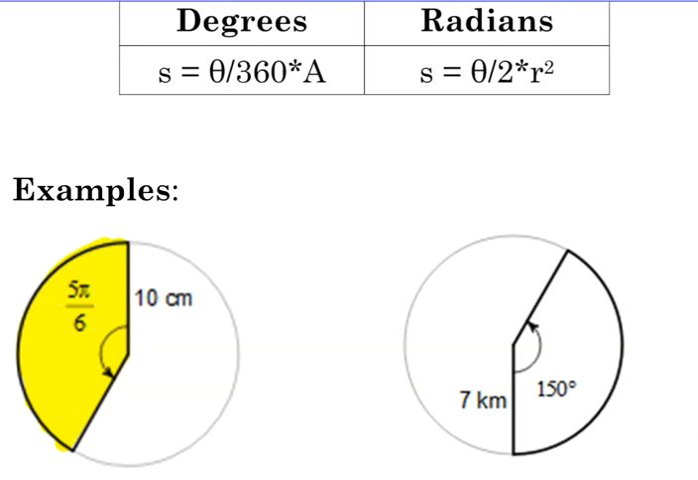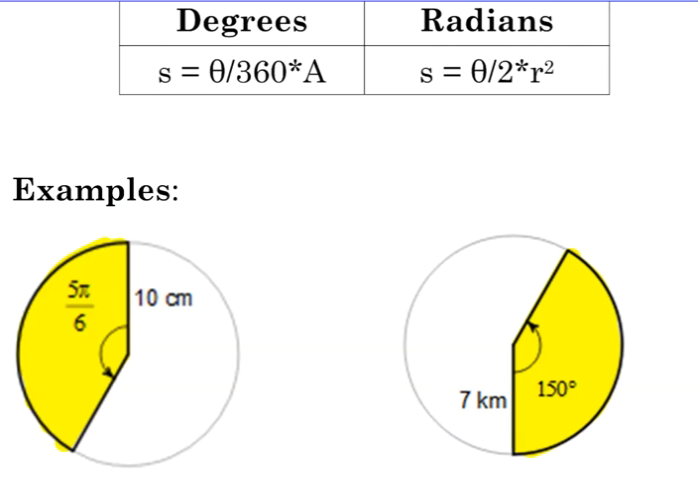So again, if we think a little bit of logic here, we're talking about less than half of the area of that circle. Same deal with the one that is in degrees over here. We're talking about the area of this part of the circle. And in this case, this one is also less than half. Okay, so let's look at the formula.